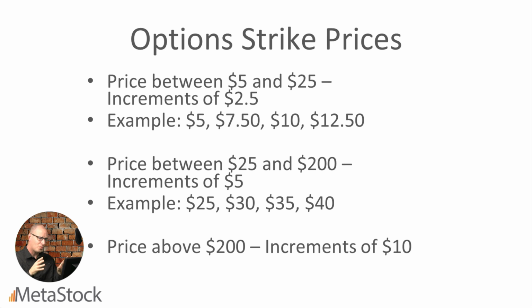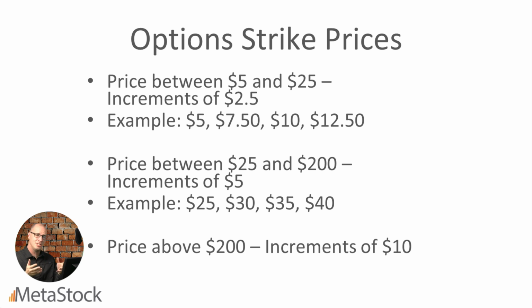If you're not familiar with options, here's how strike levels work. If your price is between $5 and $25, it runs in increments of $2.50. So you'd see your strike levels at $5, $7.50, $10, $12.50, and so on. If your price is between $25 and $200, then it moves up in increments of 5. So you go 25, 30, 35, 40, 45, 50, and so on. When your price is above 200, you then move in increments of 10.